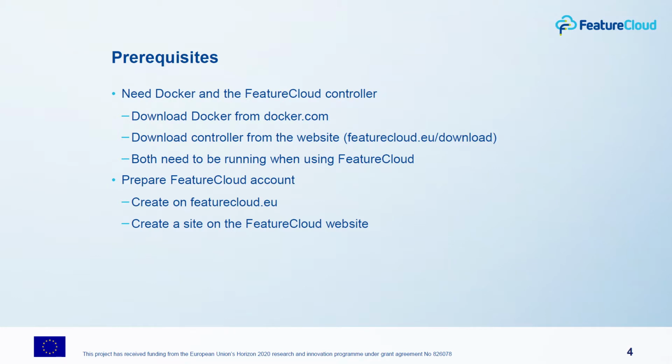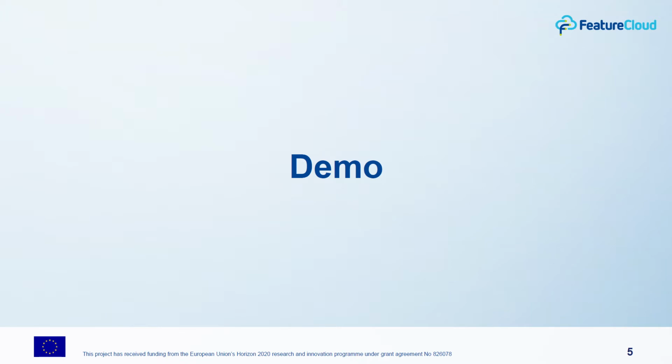In order to use FeatureCloud, you need to download and install Docker and the FeatureCloud controller. Docker is a virtualization solution which allows us to isolate federated applications run on your machine. FeatureCloud wraps federated machine learning algorithms in so-called containers and makes them available on the FeatureCloud AI store, as you will see in the tutorial video. Both Docker and the controller need to be running in order to use FeatureCloud. You also need to create a personal account and a so-called site, which represents a data holder. Again, this will be shown in the demo video. And with that, let's see FeatureCloud in action.